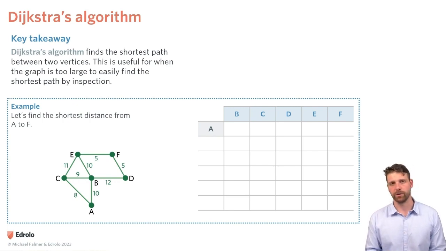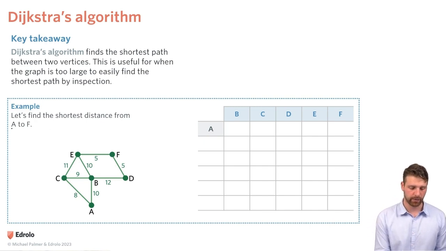With this example here, we probably could do it by just inspecting the graph and we'd find it pretty quickly. But we're going to run the algorithm on this small example so we get a hold of it. Okay, so I'm just going to do it. We're going to find the shortest distance from A to F.